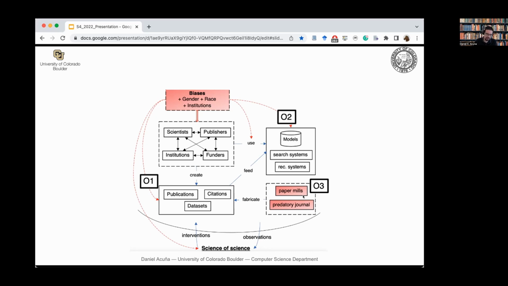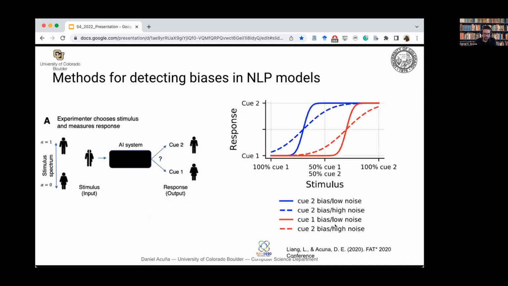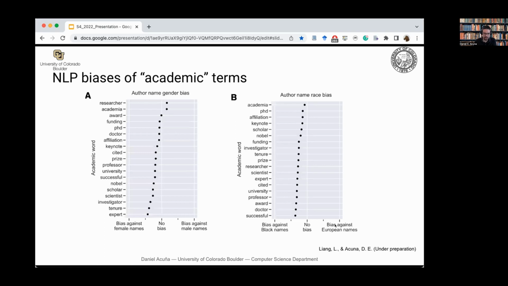And we also have people that are maliciously producing data that is fabricated, right? So paper mills, predatory journals. So we have to be careful for those things. So I will quickly jump through these. With Lishan, we developed this technique to try to understand if there are biases in the language that we use in science. And it turns out that we do have biases.